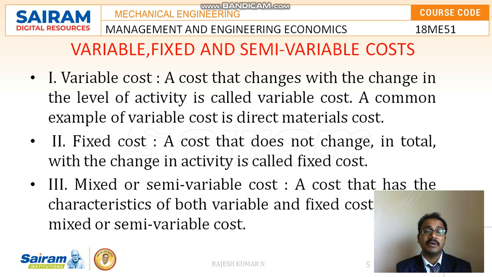And moving to the second one, fixed cost. A cost that does not change in total with the change in activity is called a fixed cost. For example, if I'm depositing some amount in a bank, today I'm depositing 10,000. After 1 week also it is 10,000 only. After 1 year also it is 10,000 only. Maybe additionally I may get some extra money based on the interest or the kind of deposit I made. So it is something like a fixed cost.